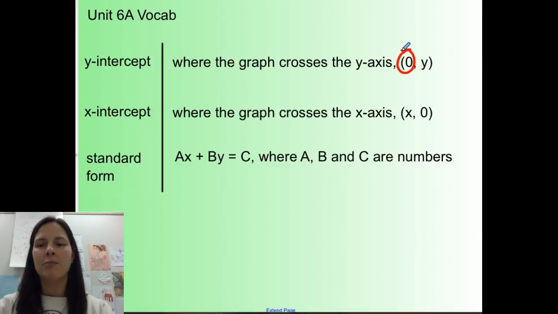For an x-intercept, it's the opposite. Our y value is 0 and our x value is a number. And this is the point where the graph crosses the x-axis. Standard form of an equation is when x and y are on the same side of the equal sign and the constant, a constant is a number with no variable, is on the other side of the equal sign.